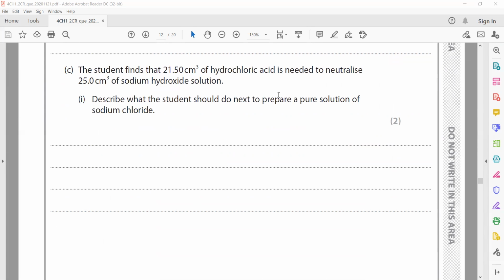The student finds that 21.5 cm³ of hydrochloric acid is needed to neutralize 25 cm³ of sodium hydroxide. Describe what the student could do next to prepare a pure solution of sodium chloride. The student works out that 25 cm³ of sodium hydroxide reacted with 21.5 cm³ of hydrochloric acid. What can he do next? He will mix the two solutions in the same proportion, and then he can use crystallization: heat, concentrate, cool.